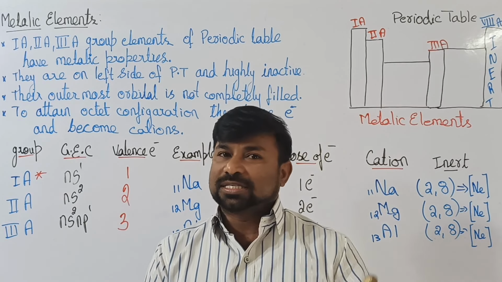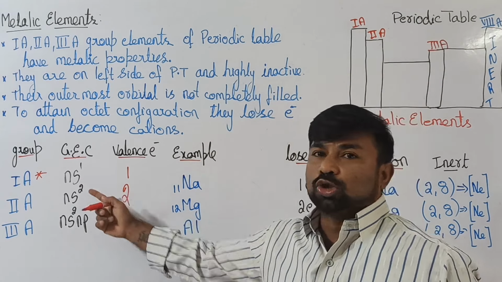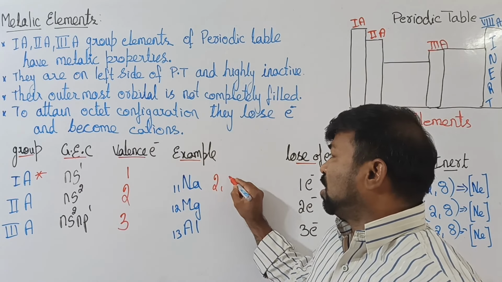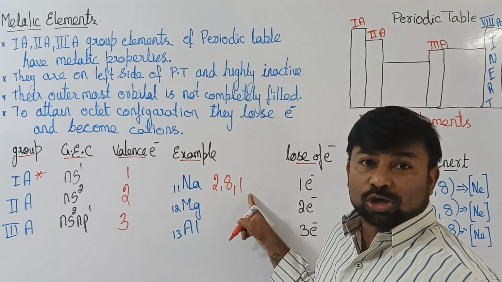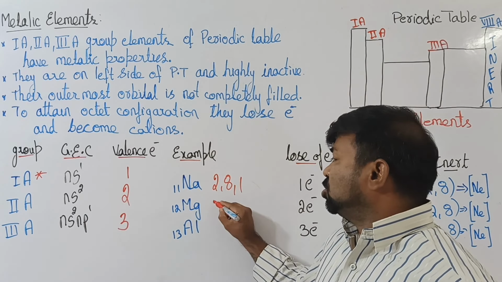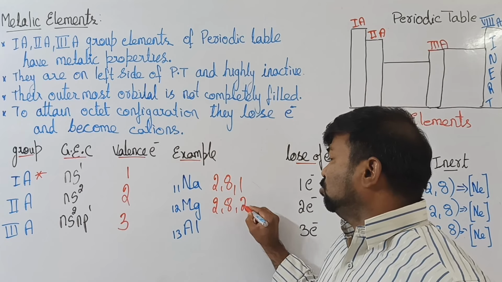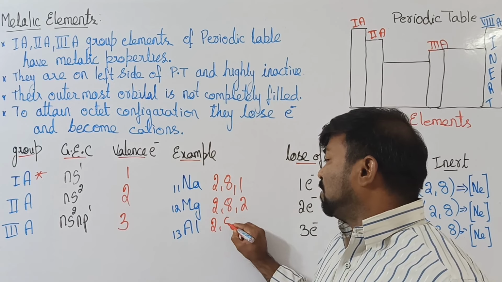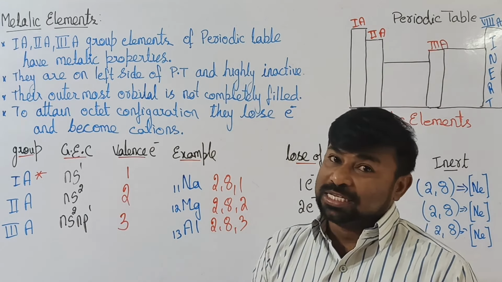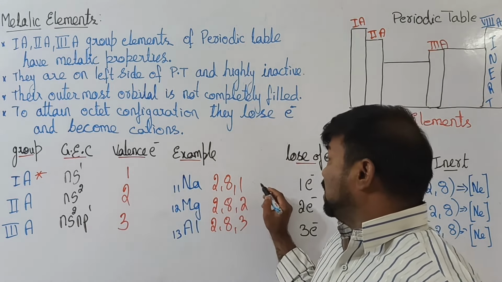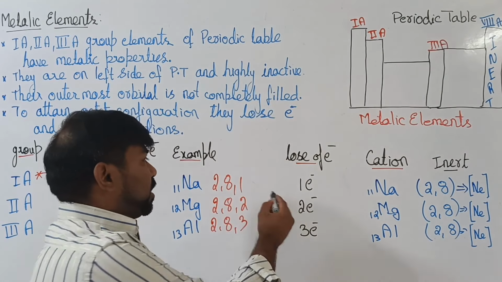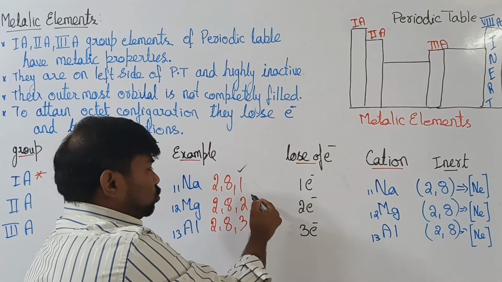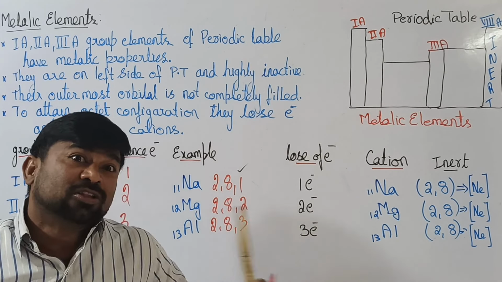Now to make you understand better, let me come back with another example. Sodium, atomic number 11, has electronic configuration 2, 8, 1. Outermost orbital has only 1 electron. Magnesium 2, 8, 2: valence electrons 2. Aluminium 2, 8, 3. So please remember, 1A group is ready to lose 1 electron, 2A group is ready to lose 2 electrons, and 3A group is ready to lose 3 electrons.